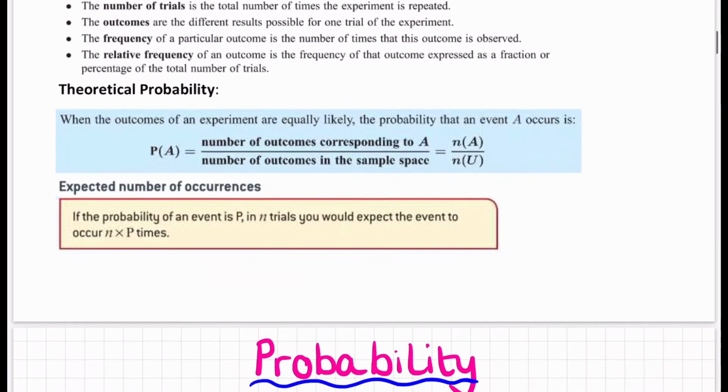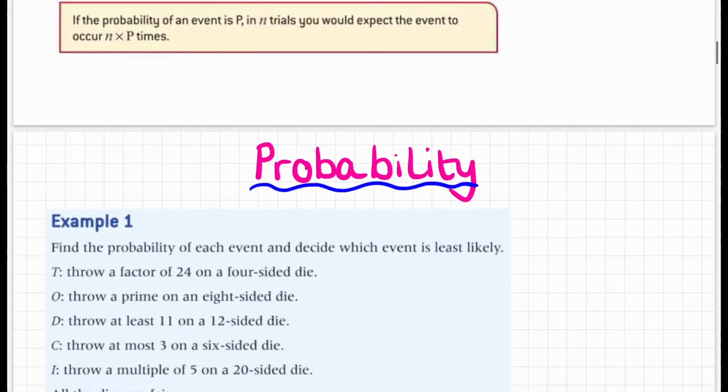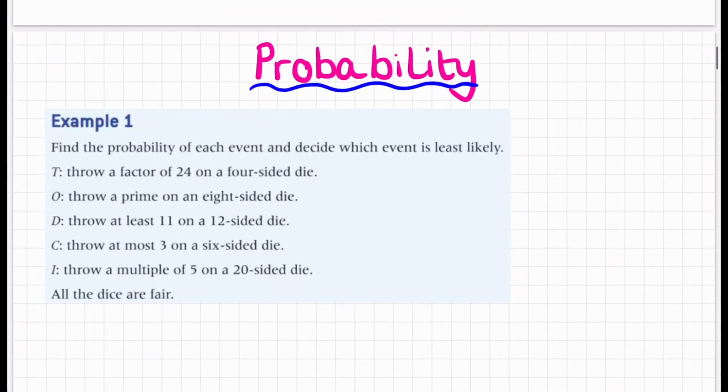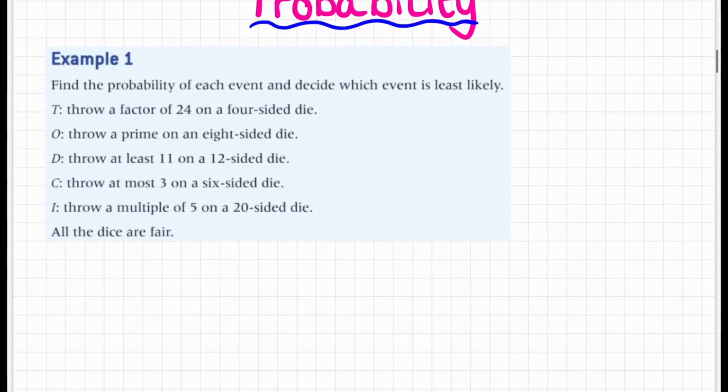First of all, just going to do a bit of a review on theoretical and experimental probability. Remember, theoretical is just based on information you've been given, where experimental probability is based on trials that have happened previously and probabilities created from that. First example, find the probability of each event and decide which event is least likely.